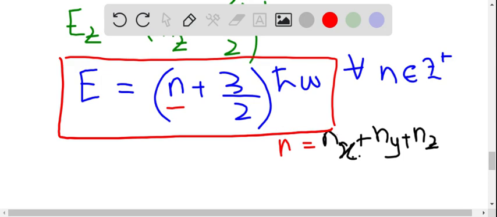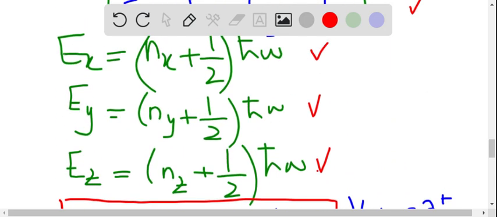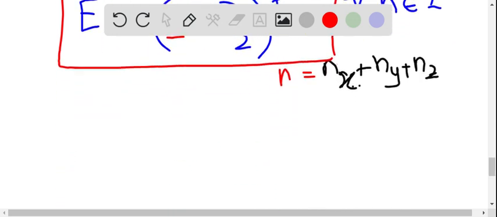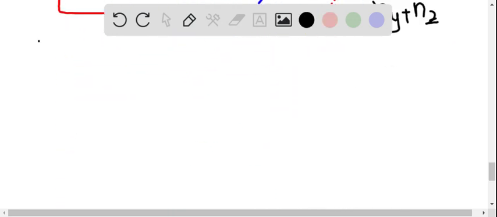And this is the solution for your part A, which asks us to convert this one 3D harmonic oscillator into three 1D harmonic oscillators, right? So this is the solution for that. Now the next part is to find the degeneracy for the system, right?